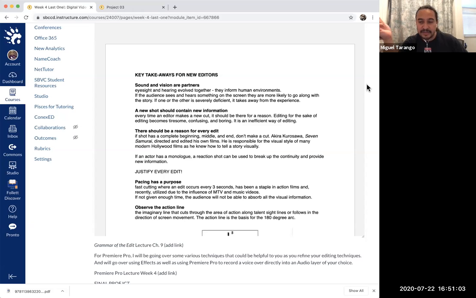Editing for the sake of editing can become tiresome. It can weigh on a person's mental energy in a way. It can confuse people, and for some it's just boring. It can be an inefficient way of editing, just to cut for the sake of cutting, or maybe we are insecure. That's another thing to think about.